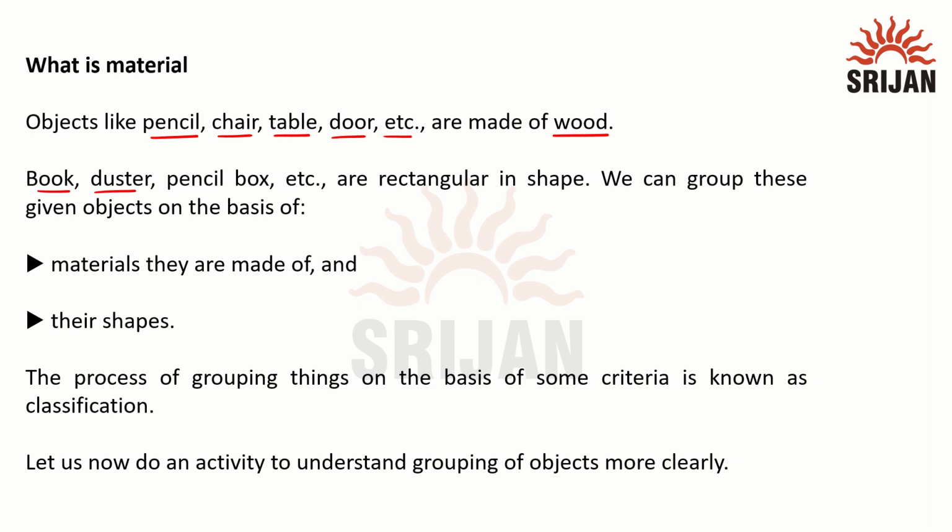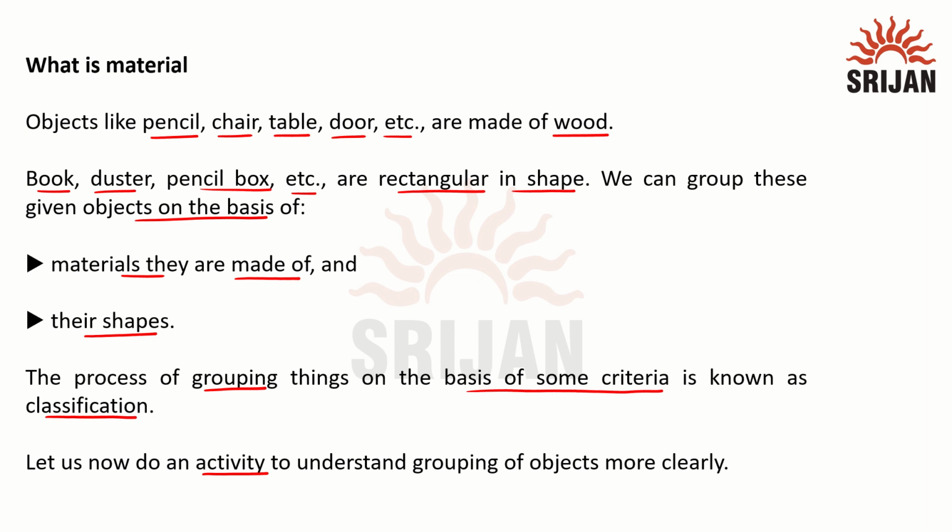Now, book, duster, pencil box, etc. are rectangular in shape. We can group these given objects on the basis of materials they are made up of as well as their shape. Now, this process of grouping things based on a common feature or on the basis of the same criteria, the science behind this grouping is known as classification. Now, to understand this better, let's see an activity to group the objects.